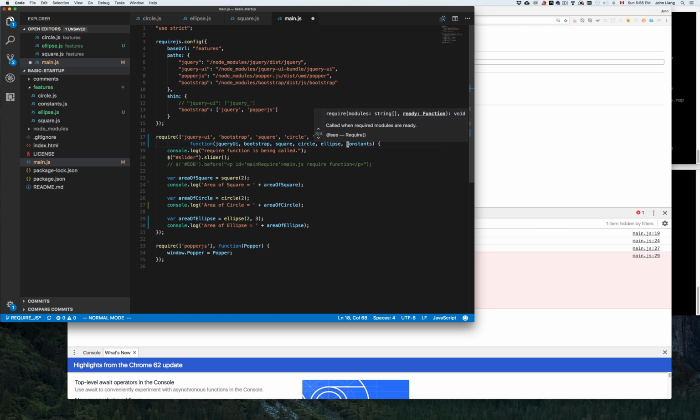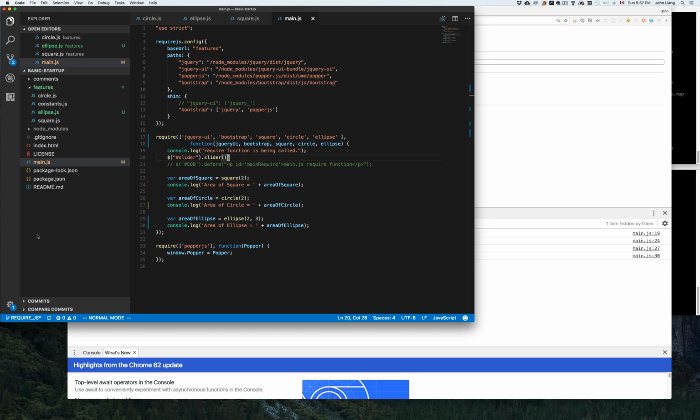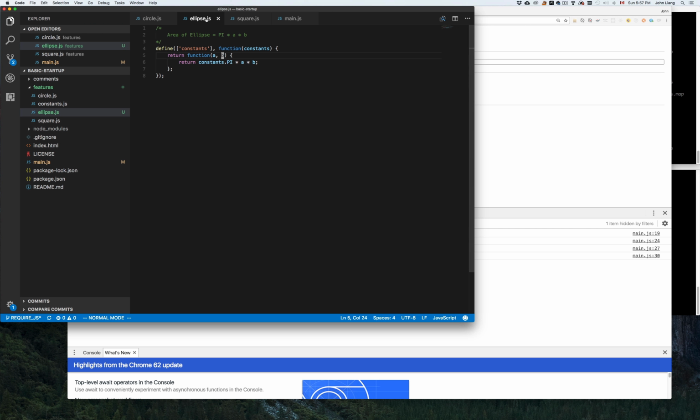Alright, and we can remove this constant because it doesn't mean anything. We haven't loaded anything for constant. And this should work. So the area of ellipse is 18.84. Alright. So we have a module for calculating the area of ellipse. However, we haven't refactored the circle formula to use ellipse. So let's do that.